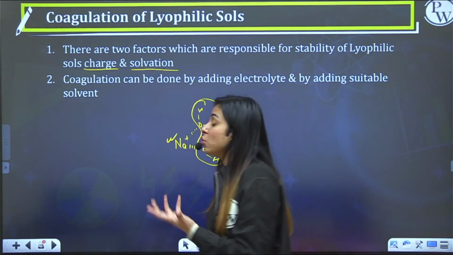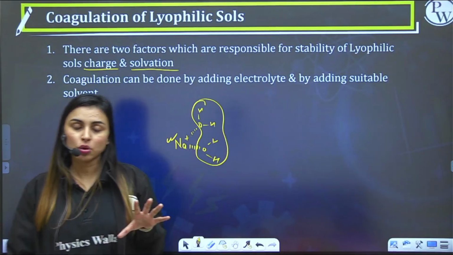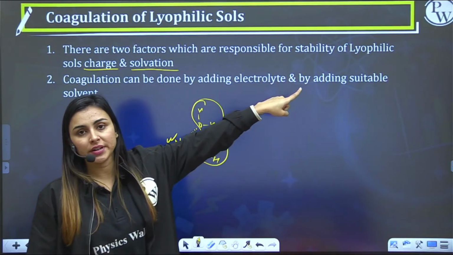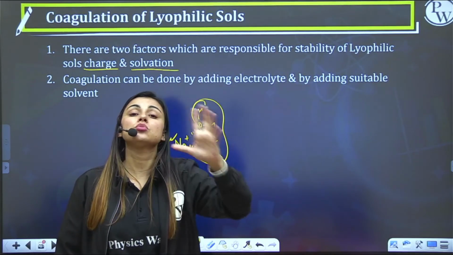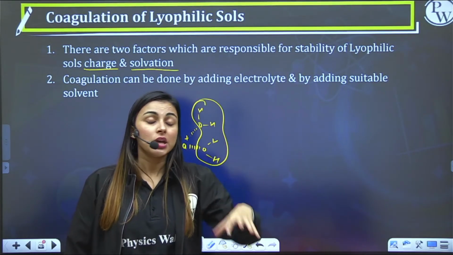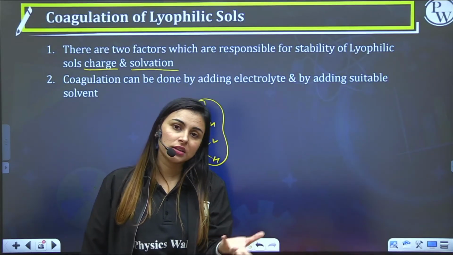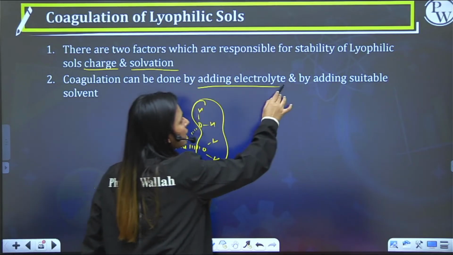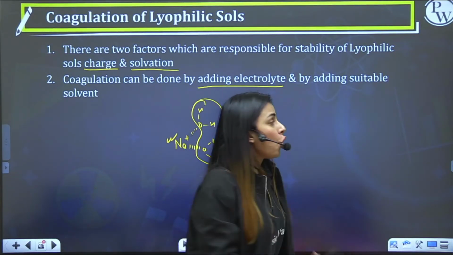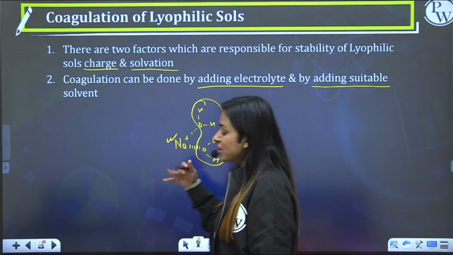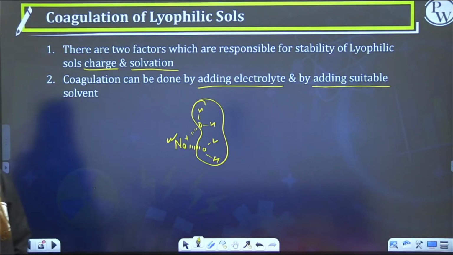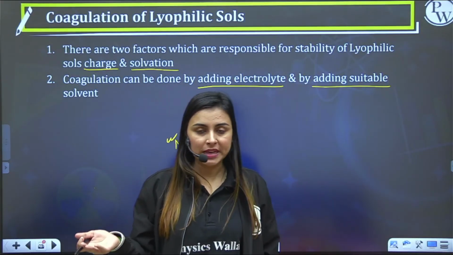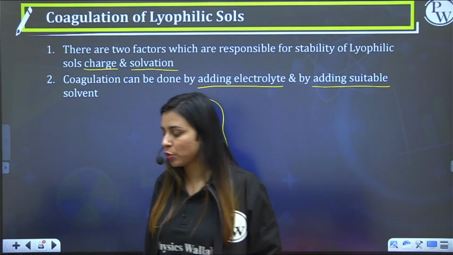So if you want to coagulate a very stable colloid, then you need to change two things. One is you need to change the solvent, you need to add some solvent which will not stabilize it. Only then you can coagulate a lyophilic sol. So this is very important: coagulation can be done by adding a suitable electrolyte which can remove its charge, or you can change the solvent to one which is not stabilizing it, then it can be coagulated. I hope you're clear with this. Please write these points.